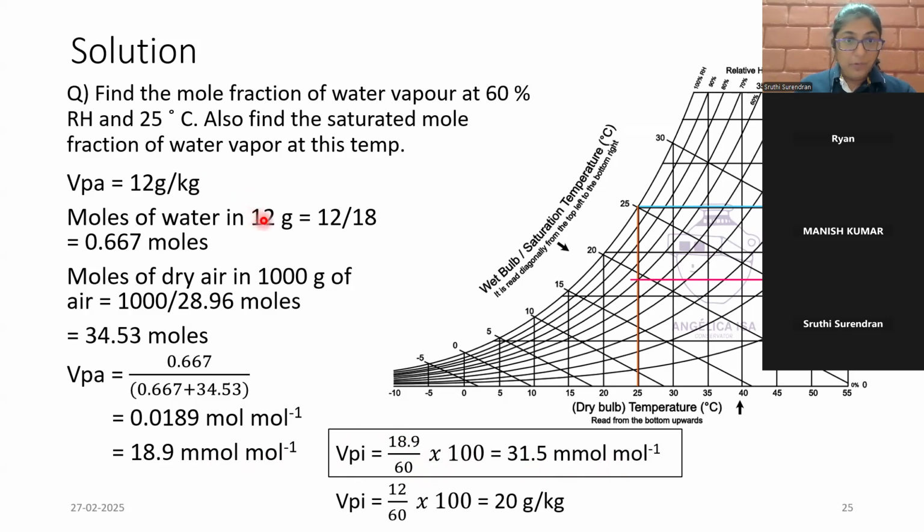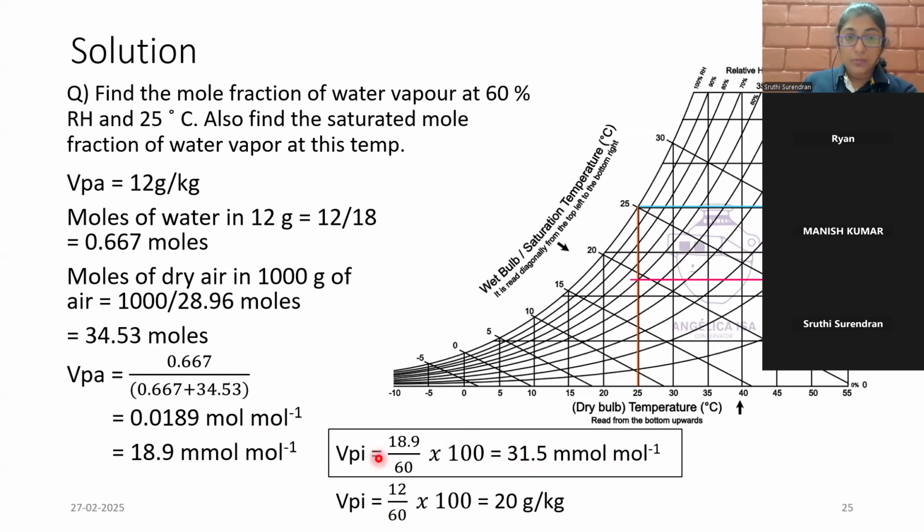So we got 12 grams per kilogram. That is what is giving us this 18.9 millimoles per mole. So if you do the same substitution here to find the actual vapor pressure, it is 0.0313 moles per mole. Your answer is right, Mayank. We want to cross verify this 31.5, because I'm expressing it in terms of millimoles. Whatever answer you get initially will be in moles per mole. So if you have to convert it to millimoles, you have to multiply it by 1000.